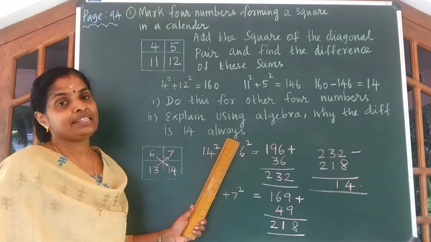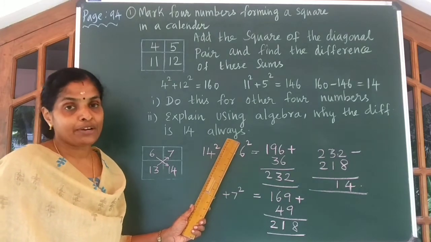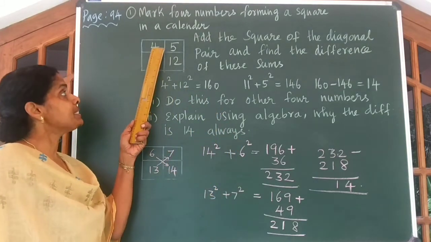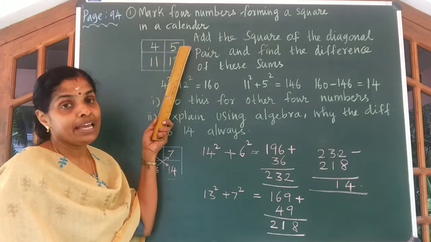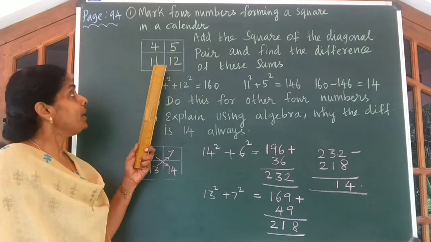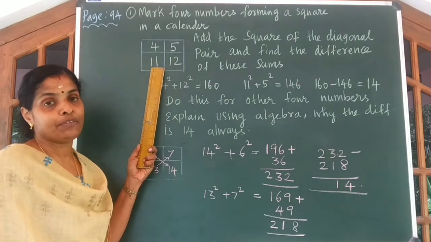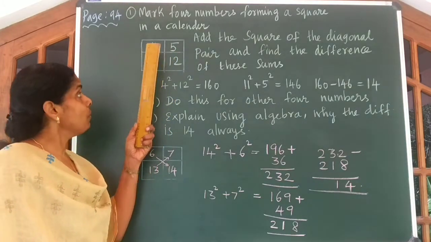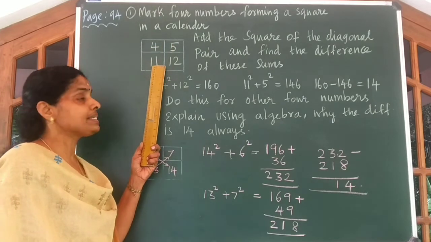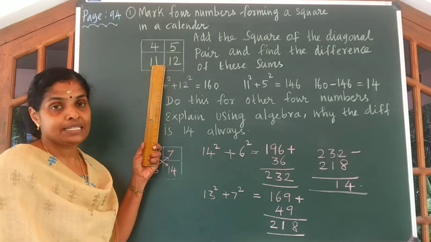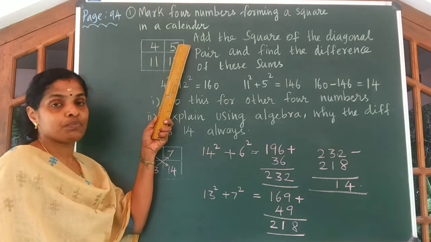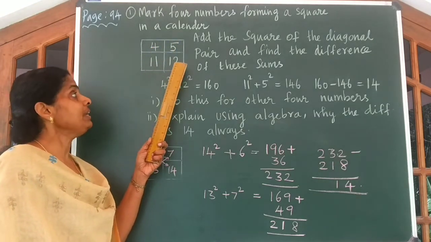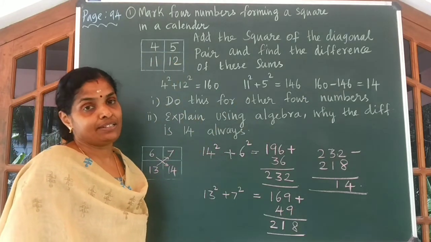To explain this in algebra, we are going to take the first number as x. Then what is the next number? X plus 1. What about the number under 4? If it is 4, you get 4 plus 7, 11, isn't it? So we will be getting x, x plus 1, x plus 7 and x plus 8.